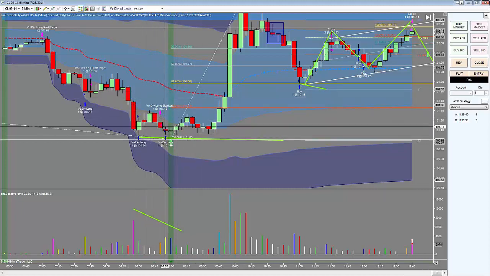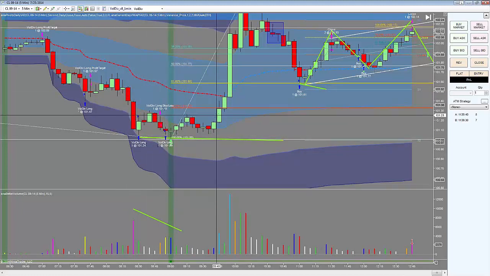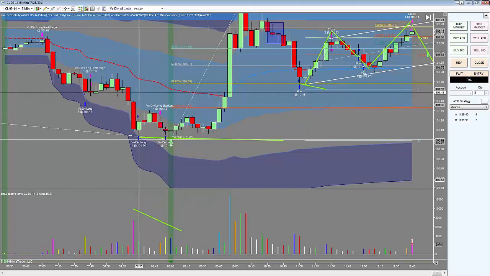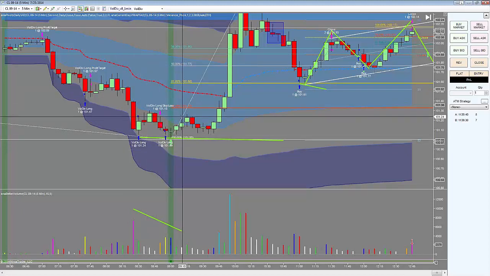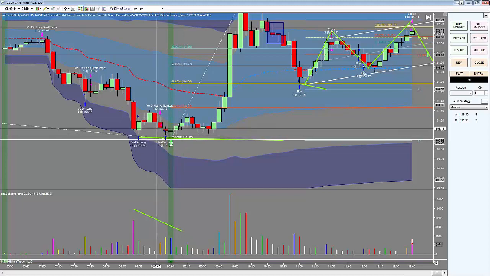Either the selling has dried up, and you have the same amount of buying that you had all the way down, so naturally the market starts to drift back up, or you have, let's say, the same amount of selling, but then all of a sudden a ton of buying comes in and it shifts. So you either have selling drying up or a lot of buying coming in.